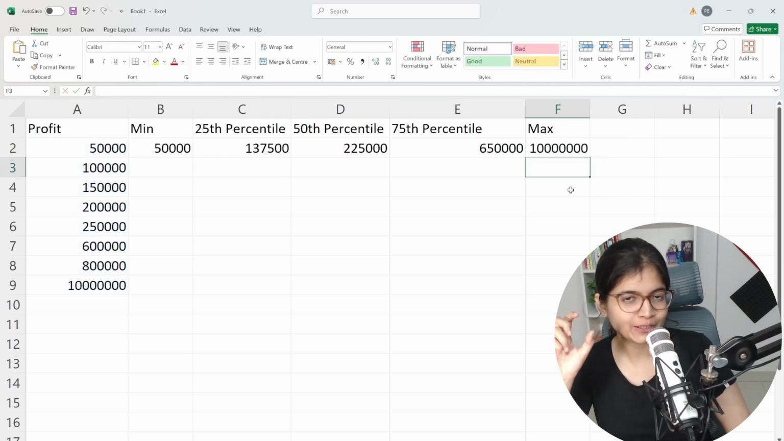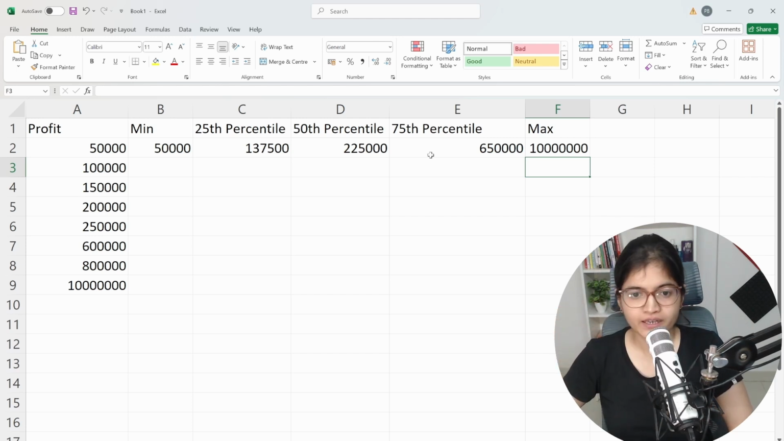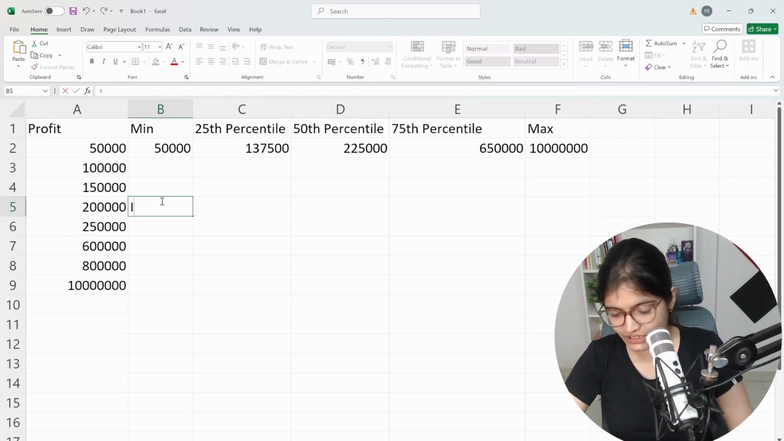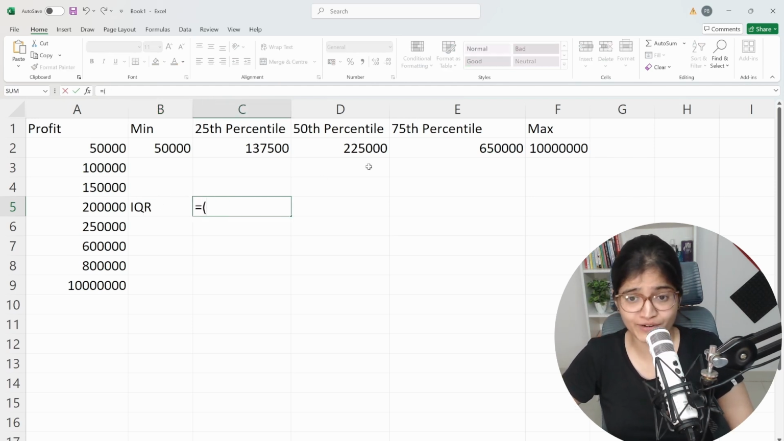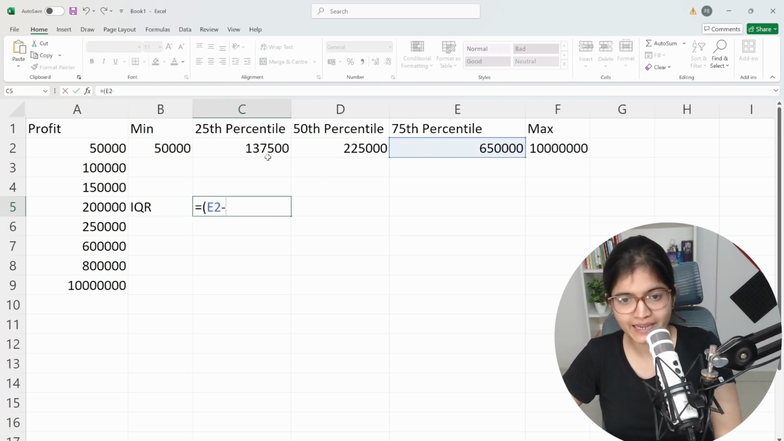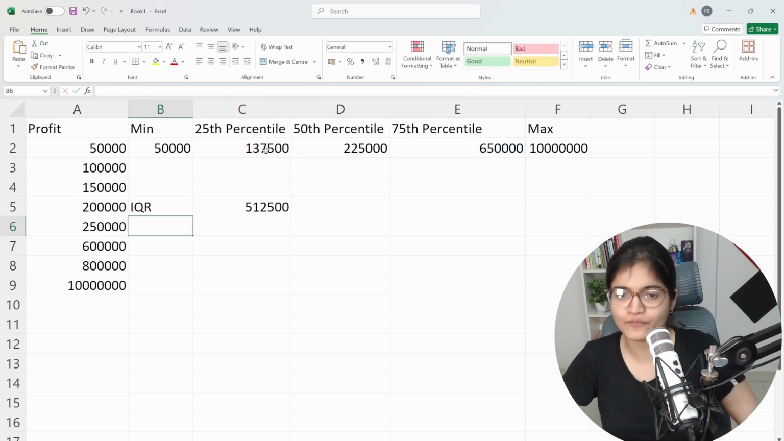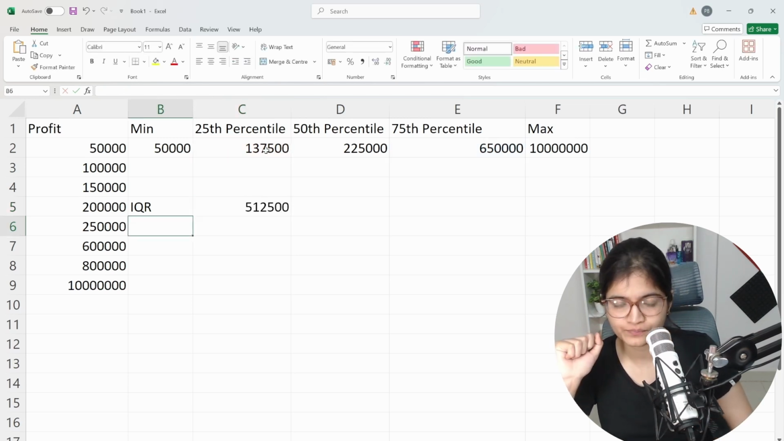So in this way you will be able to get minima, maxima, 25th, 50th and 75th. Now if I ask you, what is IQR? You know IQR is nothing but the difference between the 75th percentile value minus the 25th percentile value, and you will get the value of IQR.